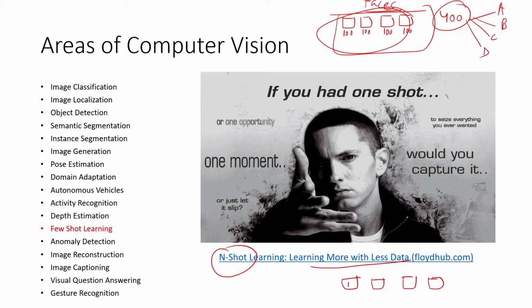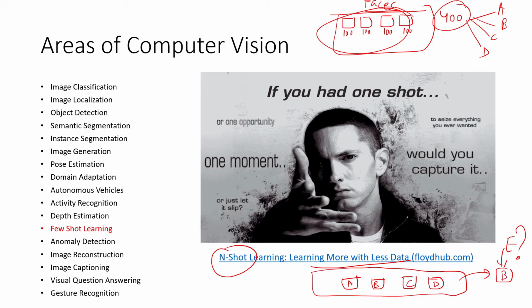One image of person A, one image of person B, one image of person C, one image of person D. Using just these four images, you are trying to predict whether a new image belongs to A, B, C, or D. Let's say this belongs to B.